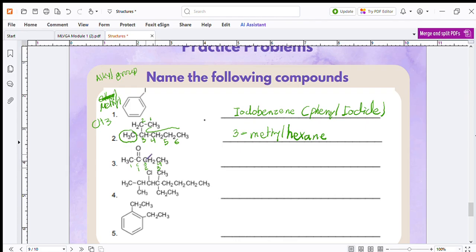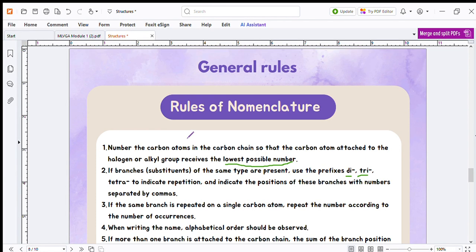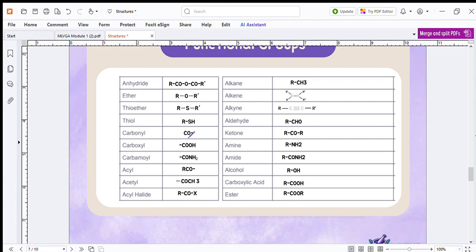Then, what was the functional group here? Ano po itong functional group? So it is composed of CO, then R, or CH3, COR. Let's search what is COR. COR. Nandito ba ang COR?